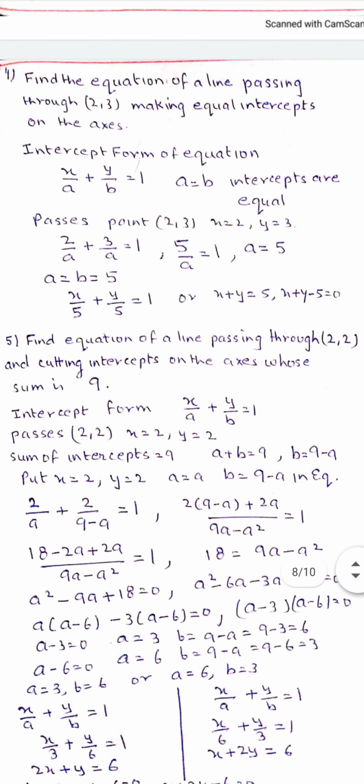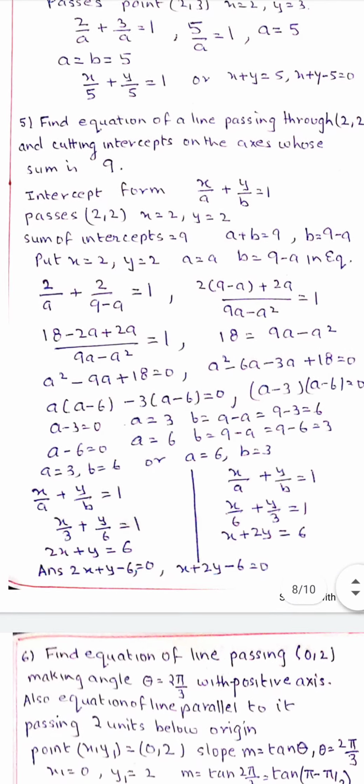Find the equation of a line passing through the point (2, 3) making equal intercepts on the axes. The intercept form of equation is x upon a plus y upon b is equal to 1, where a is equal to b and x is equal to 2, y is equal to 3. Let us put the values in the equation and we get a is equal to 5, and the equation of the line we are getting after putting the value of a and b as 5 is x plus y minus 5 equal to 0.